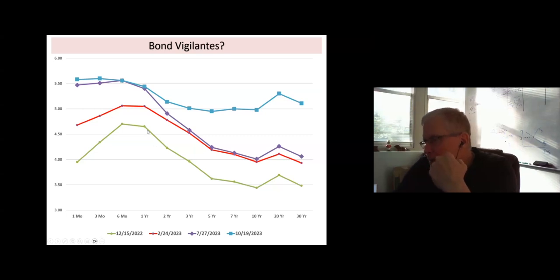This, though, was saying 6 months to a year in December. This was wrong. That the Fed was going to start cutting between 6 months and a year. That was wrong. The red was when they started to get it right. And then this was right as well.